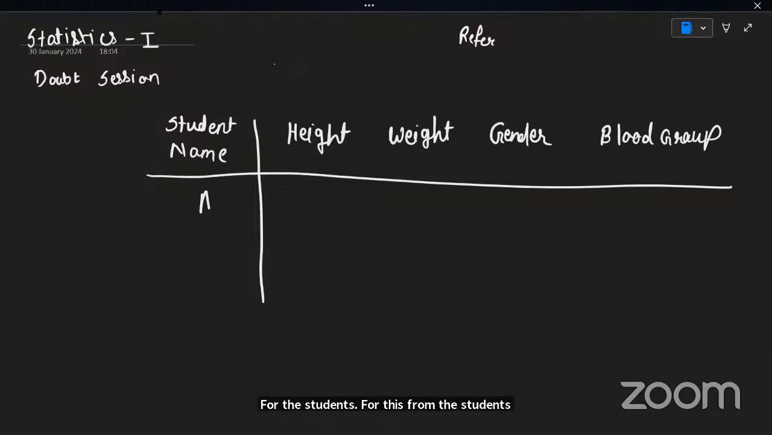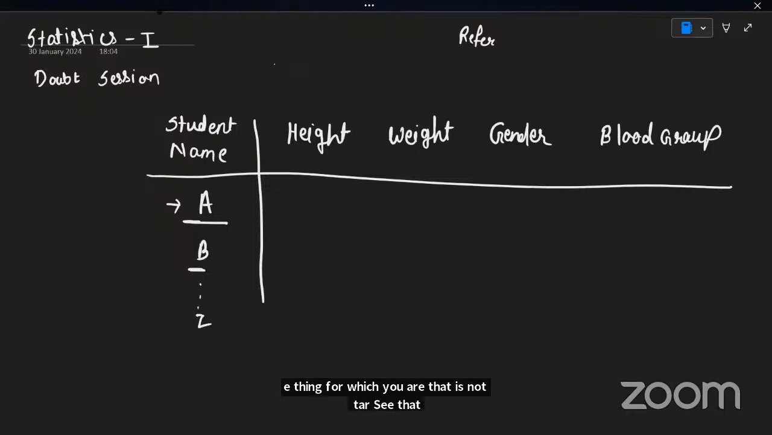So let's say there are some students, A, B, till Z. You are collecting data for this A. Then you will find height of A, weight, gender, blood group. Similarly, you check all these variables for the person B. BMI is also a kind of variable, and in future you will tell it as a target, not now.